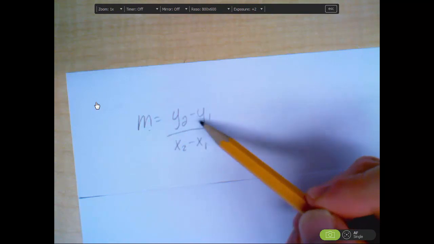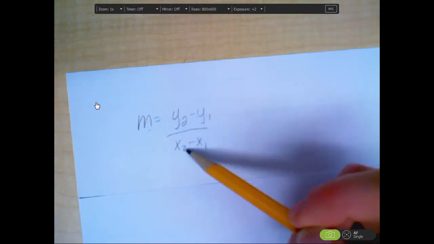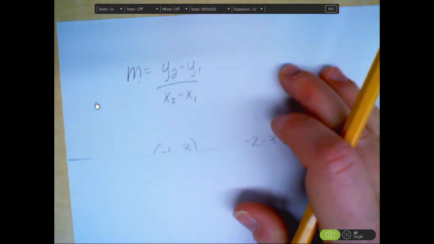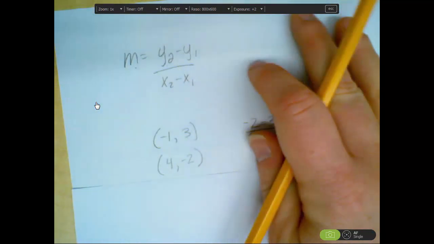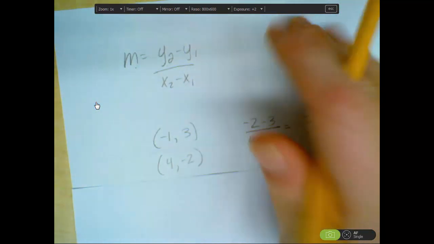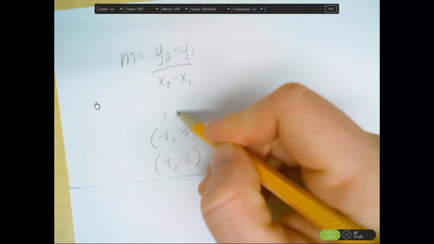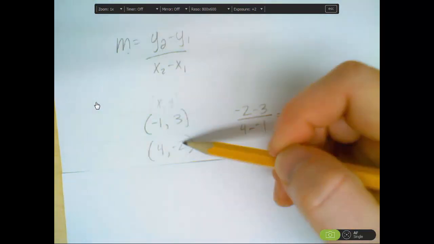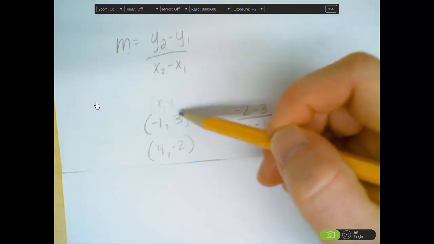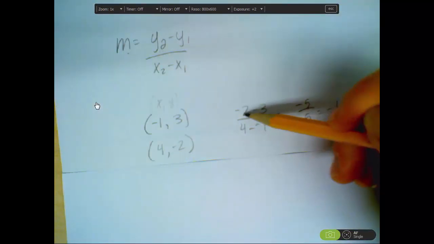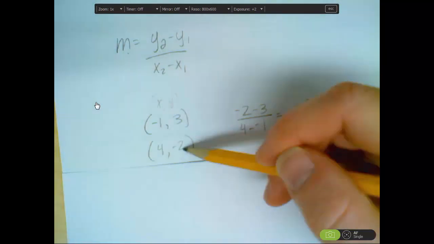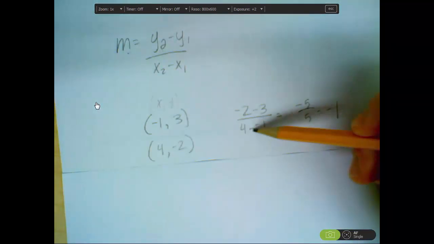In class, when I talk about this, I'm just going to say y minus y over x minus x, and I'll show you why that is. So let's find the slope between the 2 points, -1, 3, and 4, -2. Now, hopefully you recognize that this is in the form of x comma y. So your y2 is actually -2, your y1 is 3. So we're going to do -2 minus 3 over 4 minus -1.